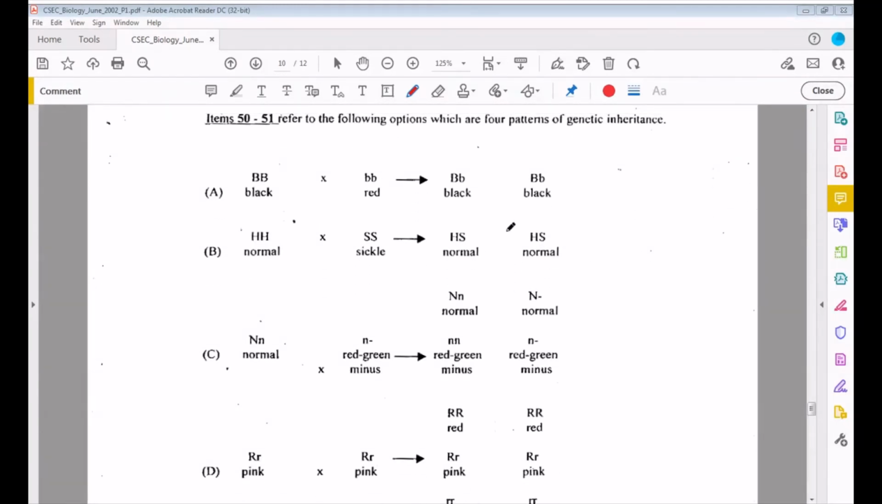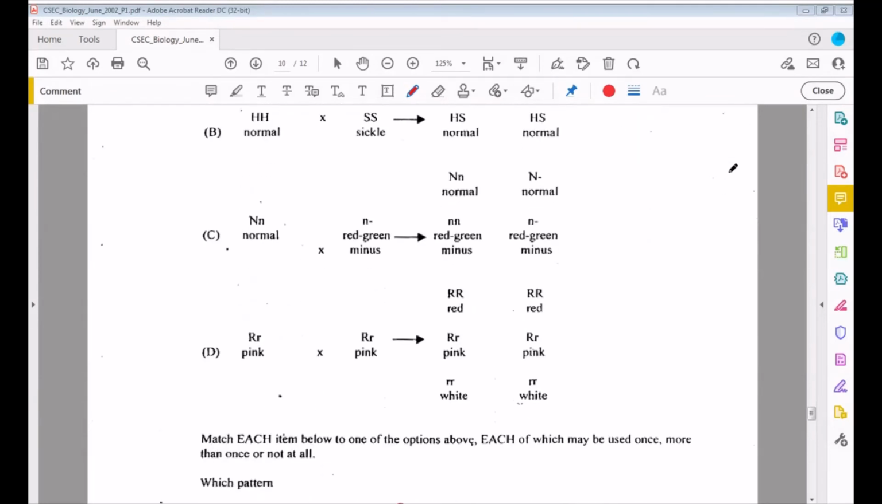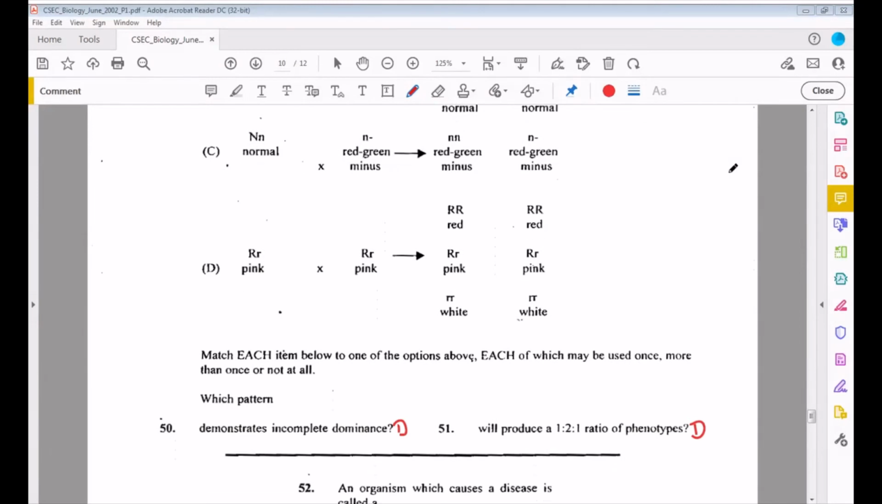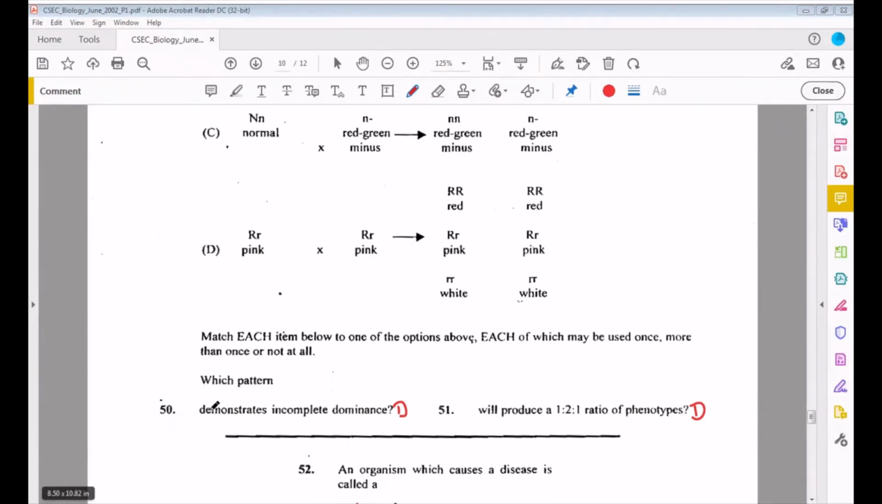Then items 50 to 51 refer to the following options, which are four patterns of genetic inheritance. So you have all of that to look through. And then we have these here. So 50, which pattern demonstrates incomplete dominance, and 51, which produces a 1 to 2 to 1 ratio of phenotype. Remember, incomplete dominance, this is where there's no dominance and recessive here. If we get a heterozygous, then we get something different. So the typical example is flower color. You have a red flower and you have a white. When you get red and white, or big R, small r, or whatever you want to use coming together, once you have a heterozygous something, this is going to give you pink.